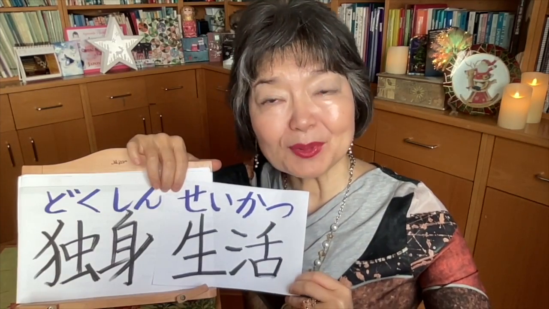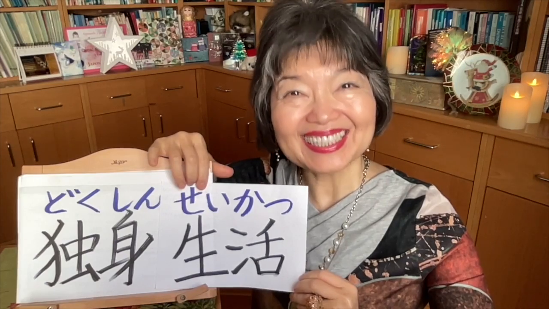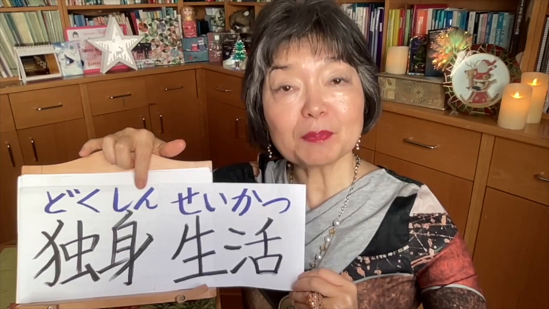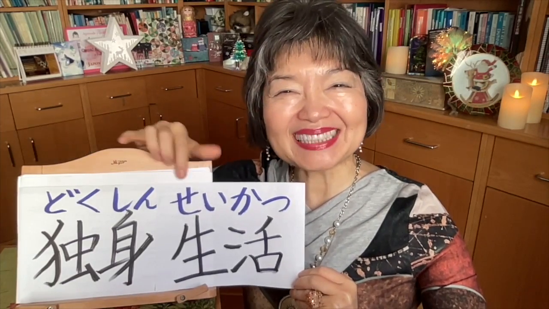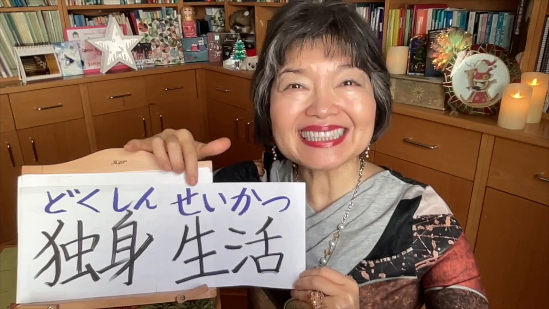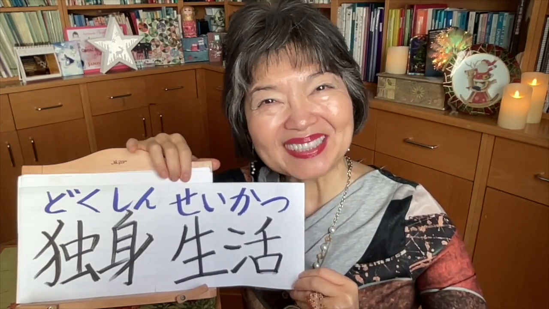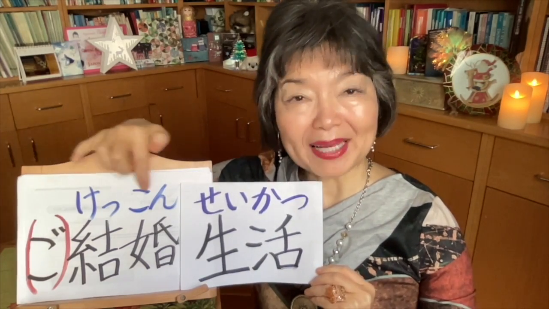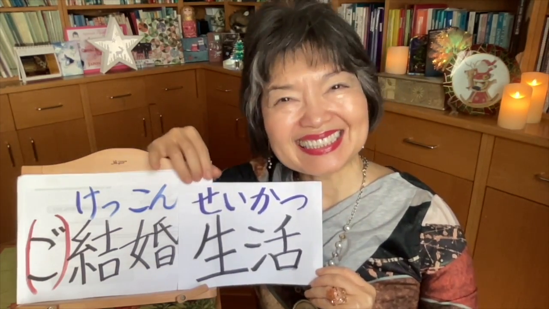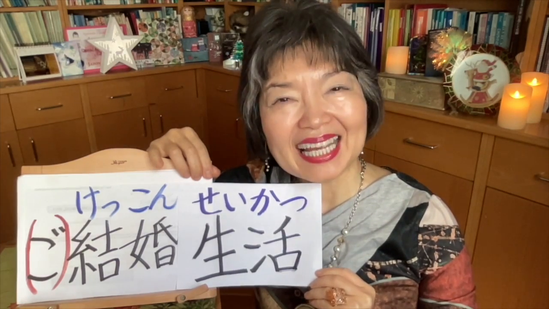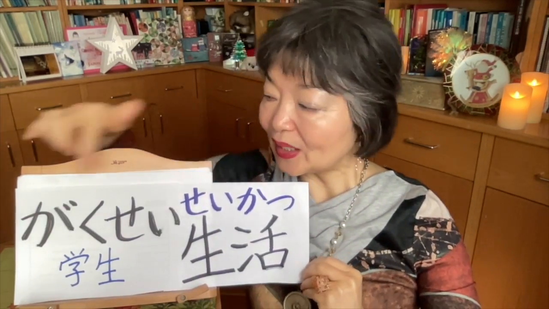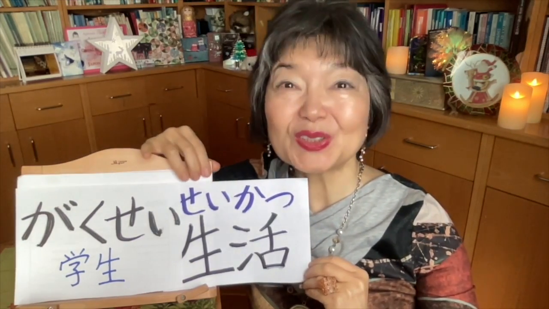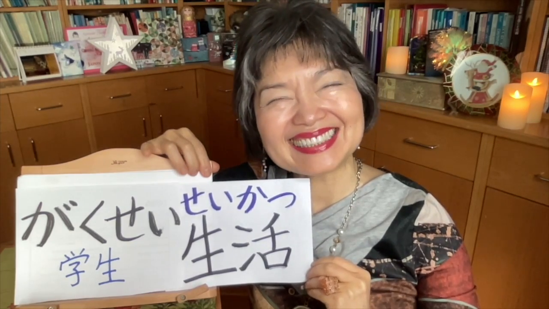Let's see some examples of how to use this seikatsu. For example, 独身生活. 独身 means bachelor, single. So, 独身生活, bachelor's life or single life. Married life. Married, we say 結婚, marriage. 結婚生活, married life. Student life, 学生生活, because student is 学生, student's life, 学生生活.